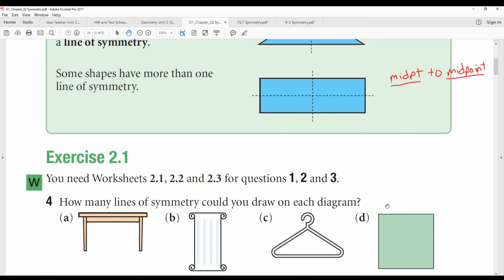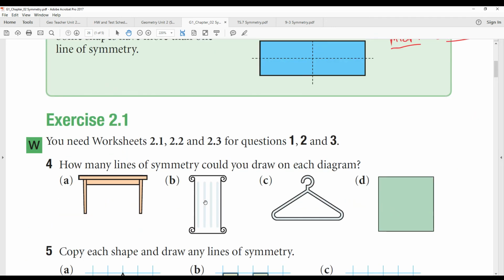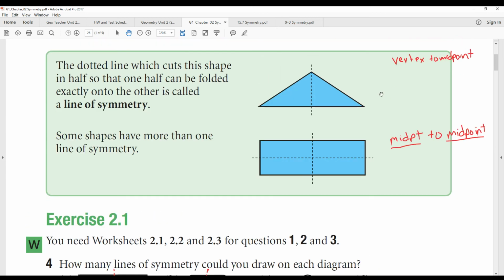Now, if it's a random shape or picture like this, you don't necessarily consider vertices and sides and everything. You're just going to have to imagine, can I draw a line of symmetry and cut this into two equal pieces? Okay, there would be my line of symmetry. Can I have a line of symmetry and cut this into two equal pieces? Okay, so that's two things to consider.